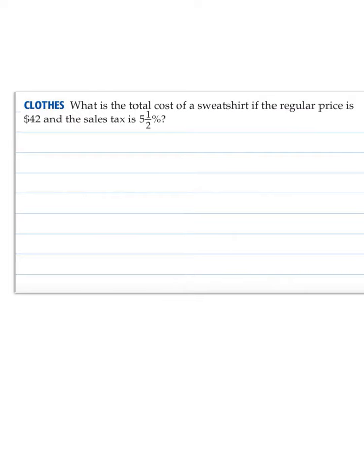Okay, so here's an example. What is the total cost of a sweatshirt if the regular price is $42 and the sales tax is 5.5%? First, I'm going to turn this percent into a decimal. I'll do the two methods. First, we find 5.5% of 42. Move the decimal 1, 2 to the left: 0.055. So we multiply those together. That's finding 5.5% of 42, and that equals $2.31, so the tax is going to be $2.31.